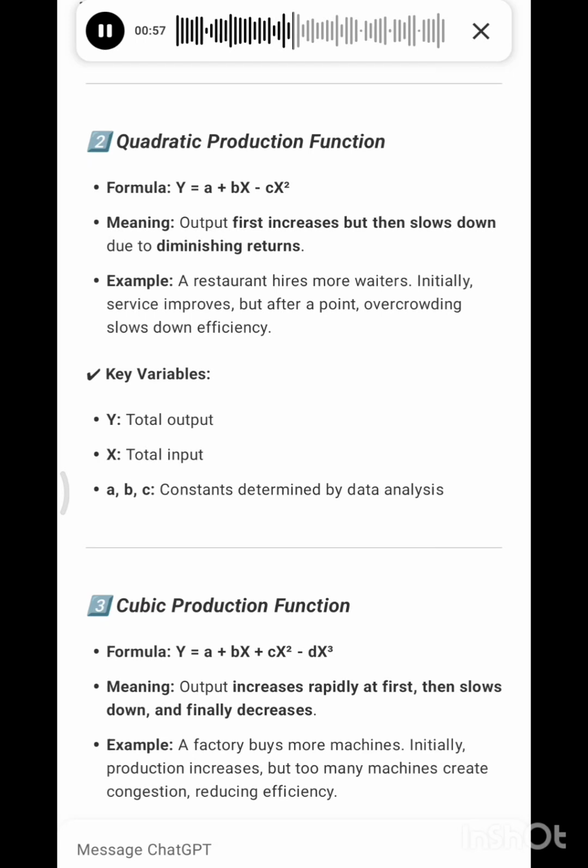Example, a restaurant hires more waiters. Initially, service improves, but after a point, overcrowding slows down efficiency. Key variables. Y, total output. X, total input. A, B, C, constants determined by data analysis.